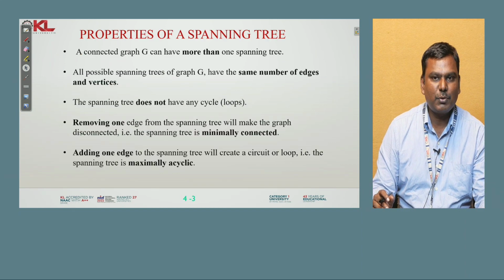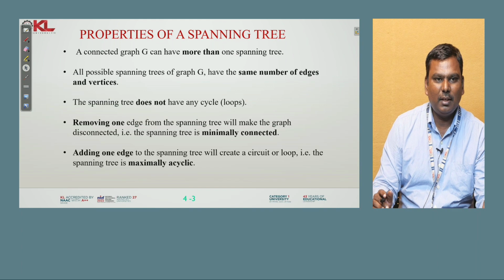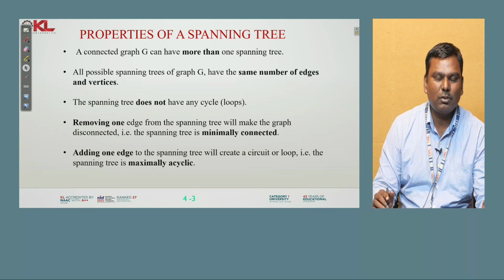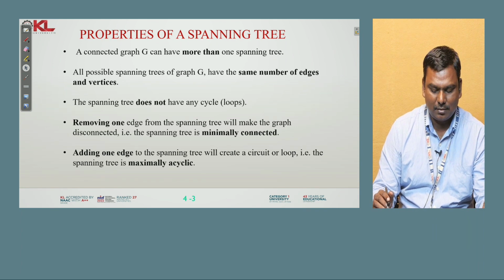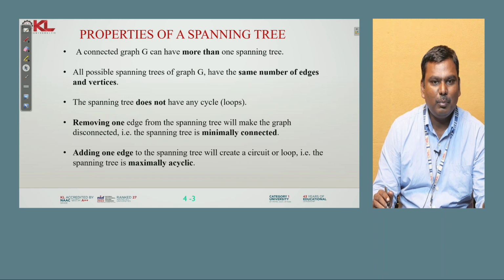What are the properties of a spanning tree? First, a connected graph G can have more than one spanning tree. Second, all possible spanning trees of a graph G have the same number of vertices and edges. Third, the spanning tree does not have any cycle or loop. There cannot be a loop in a tree.